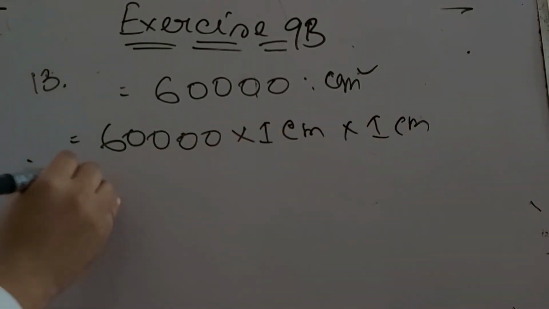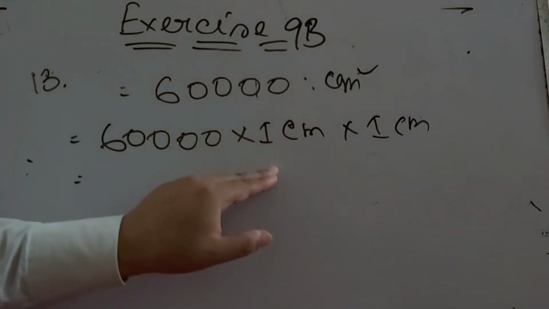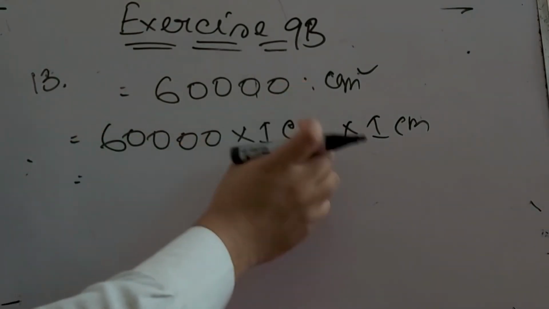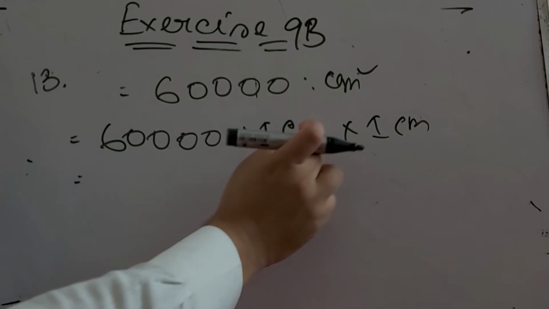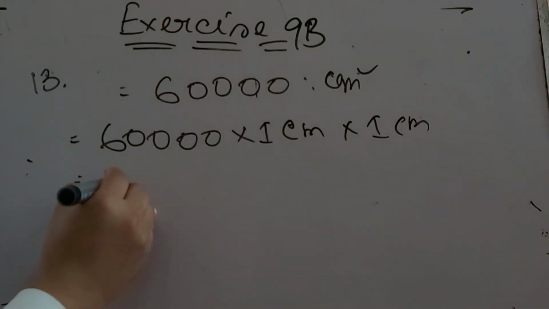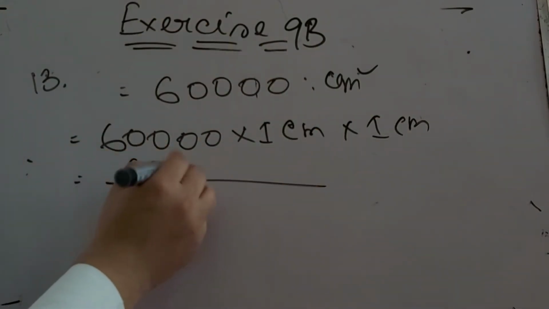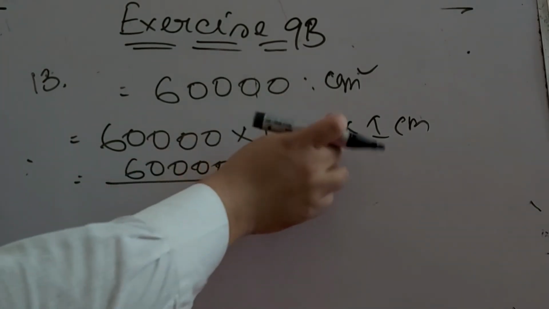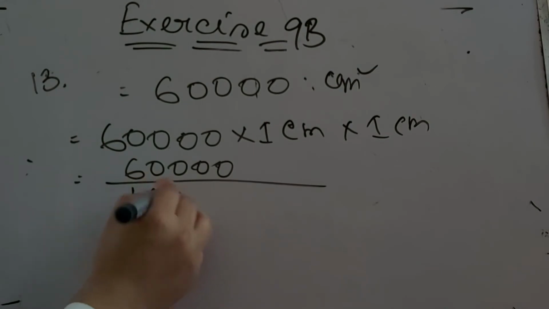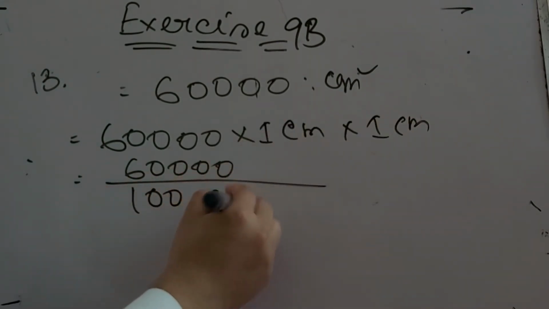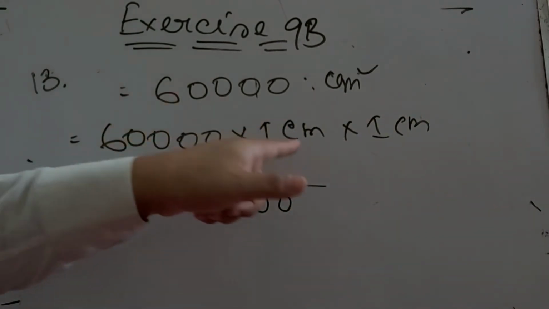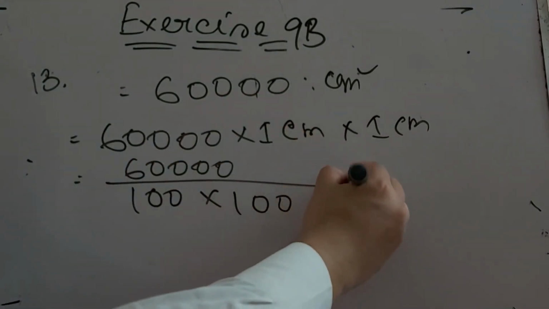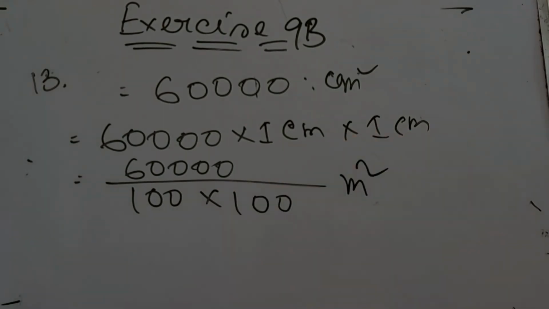So if we want to convert this 1 centimeter into meter, that means we know we have to divide this number by 100. And there is a 1 centimeter, 1 centimeter. That means we have to divide this 60,000 by 100 for this 1 centimeter, and by 100 for this 1 centimeter. Then this centimeter will be converted into meter. So that is meter into meter, that is meter square.